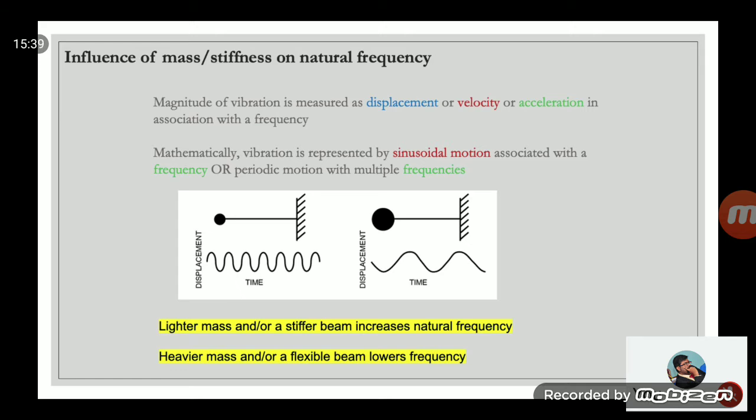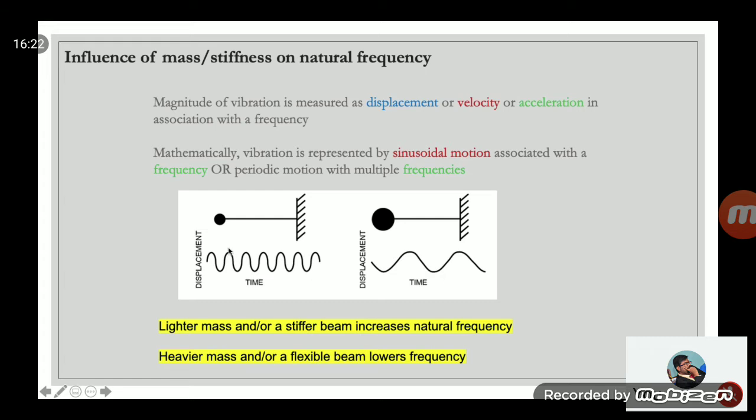Now the other way around: you are seeing two pictures here. One is with a heavy mass on the right, and the other one is a light mass. The light mass, with the same stiffness of the beam, K over M, the frequency is high. With the heavy mass, K over M, that will bring the frequency down. So that's why you see fewer periodic vibration components here. So there are two ways you can define it.